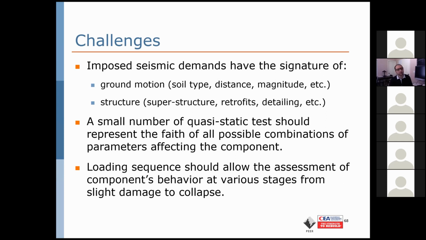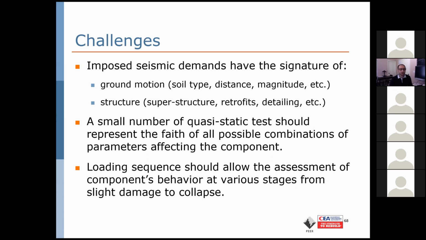And this takes me to bullet number 2. A small number of quasi-static tests should represent the fate of all possible combinations of parameters affecting the component. Other loading protocols that have been used in the past for wood frame buildings, which I'm going to show a few of, usually use 2 tests, but we had the opportunity, or rather we did the work to show that everything can be done with a single test for each setting.